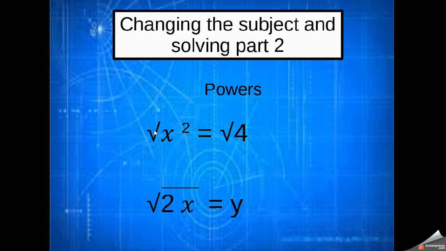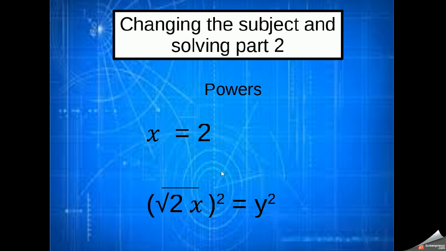And then the root here will cancel off the power of 2, leaving me with x, and then the right side will be the root of 4. So in other words, we're left with x on the left side, and we're left with the root of 4, which is 2, because 2 times 2 is 4. So let's have a look at the second one then.